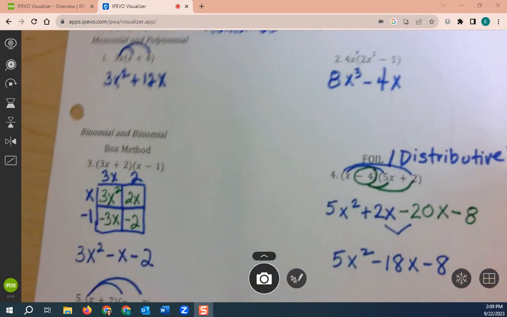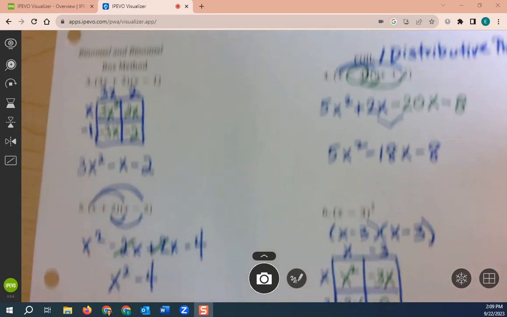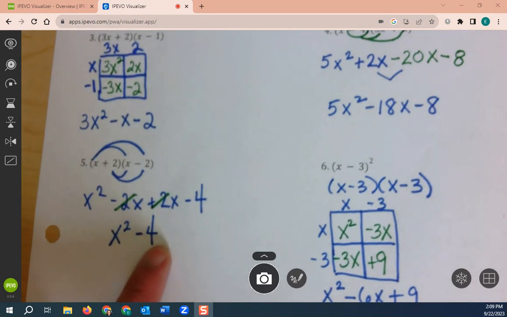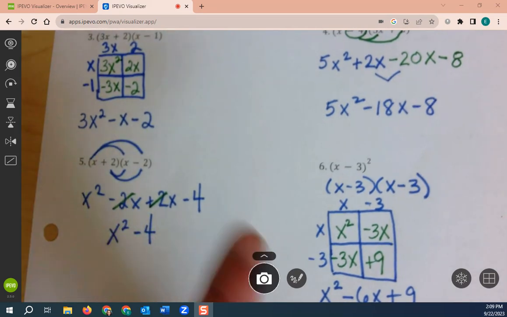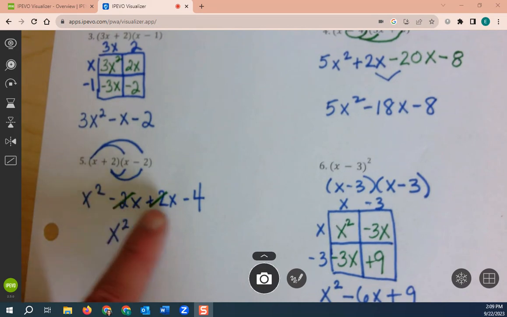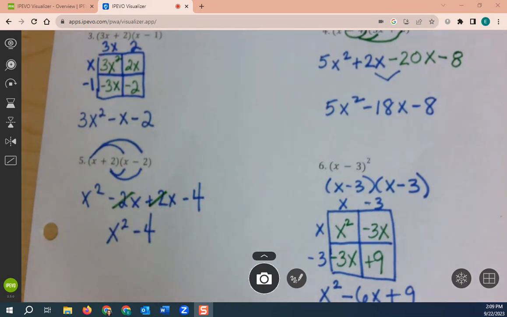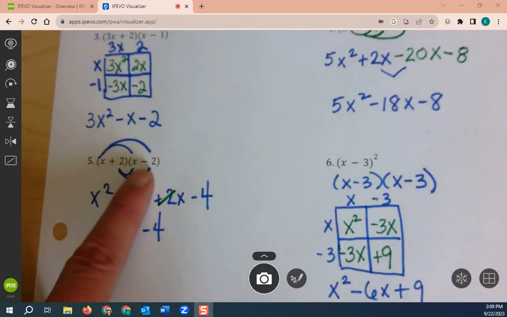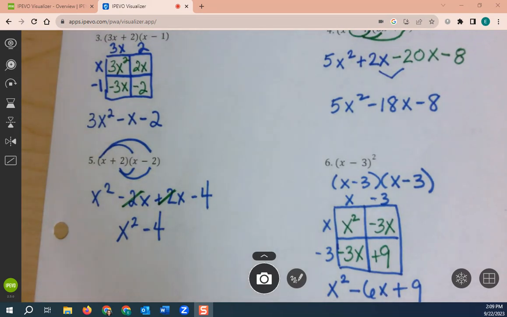Look at the front. In which problem on the bottom did our answer have just 2 terms? 5. Is it 6 or 5, guys? Which one does the answer have only 2 terms? 5, yeah, 1 term, 2 terms, okay? So what happened in this problem is the negative 2x and the positive 2x canceled out. Looking at your 2 factors here, what's unique about these 2 factors that was going to make those 2 middle terms cancel out?